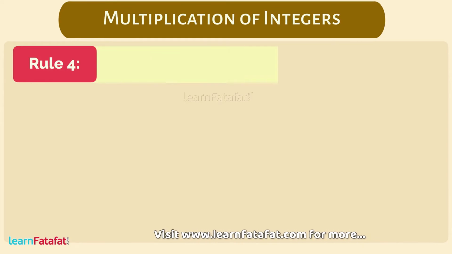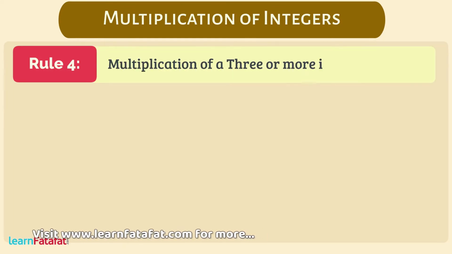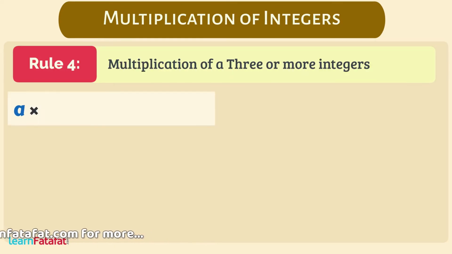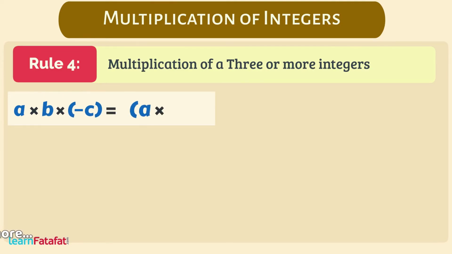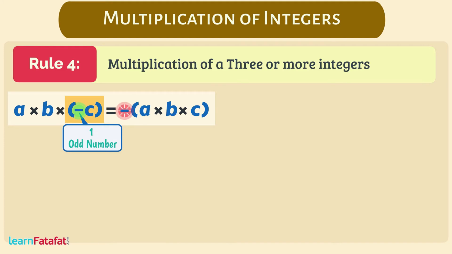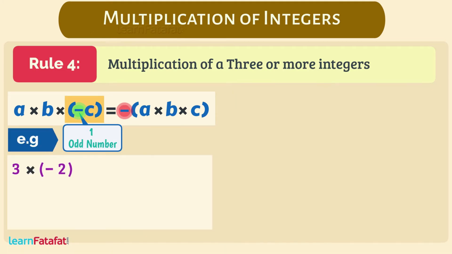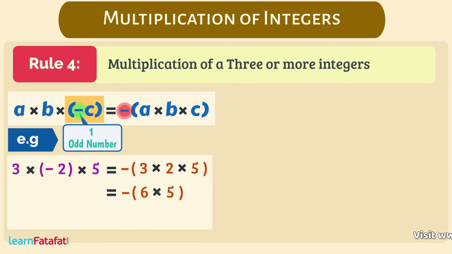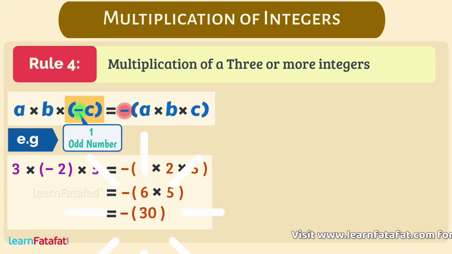Rule number 4. Multiplication of 3 or more integers. While multiplying 3 or more integers, we multiply the integers without considering their sign. If the number of negative integers in the given problem is odd, then we give negative sign to the product. For example, 3 into minus 2 into 5 is equal to minus 3 into 2 into 5, which is equal to minus 6 into 5, which is equal to minus 30.